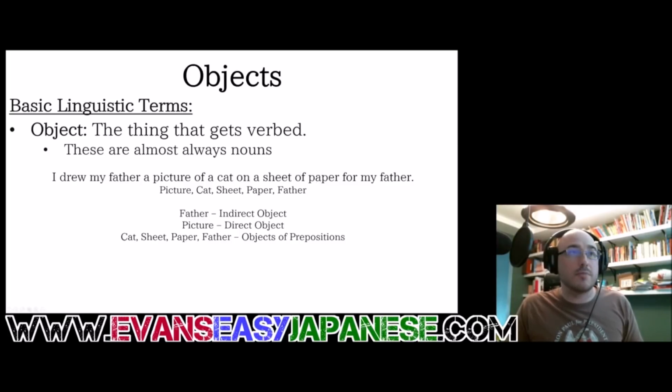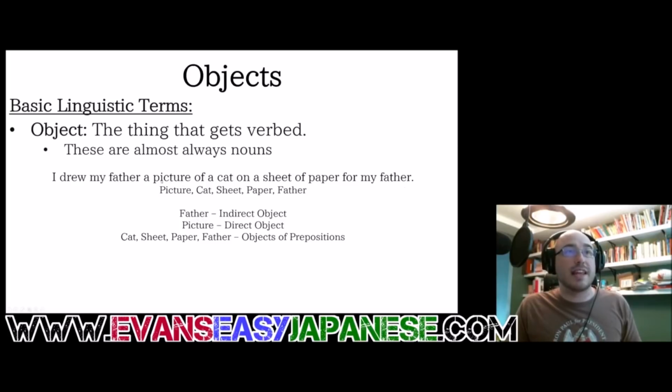These are all objects. So you see, this is the subject. He's not an object. Drew is what I did. It's the verb. Then all of these other nouns, and even the repetitive one, which is completely unnecessary, are objects. So picture is an object, cat is an object, sheet is an object, paper is an object, and both of these fathers, one of them being unnecessary, are also objects. Father, indirect object. Sorry, if it's over here, it's an object of preposition. In fact, I added it over here by accident.